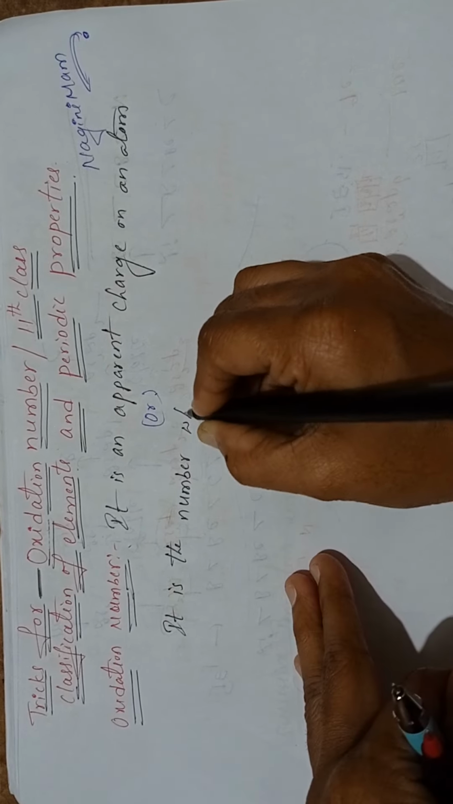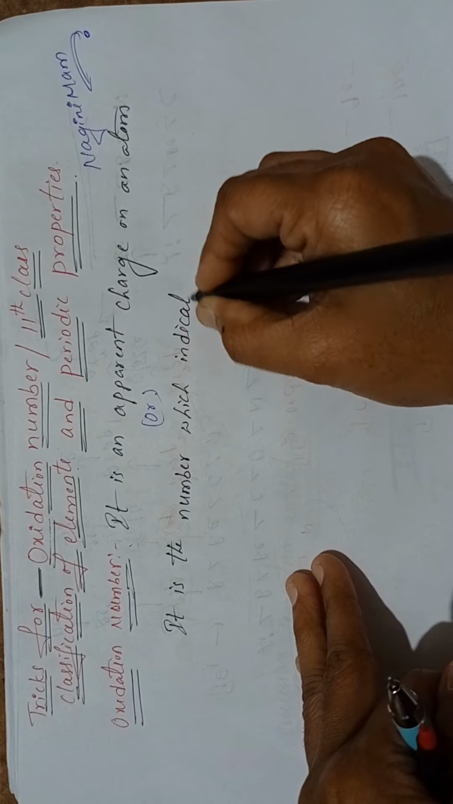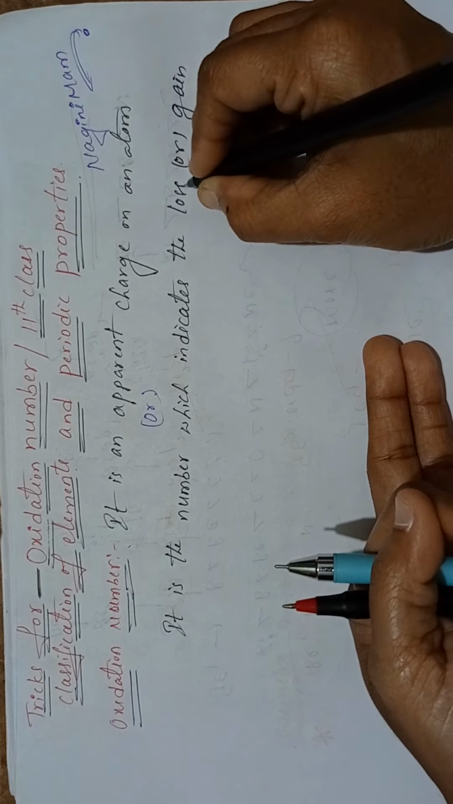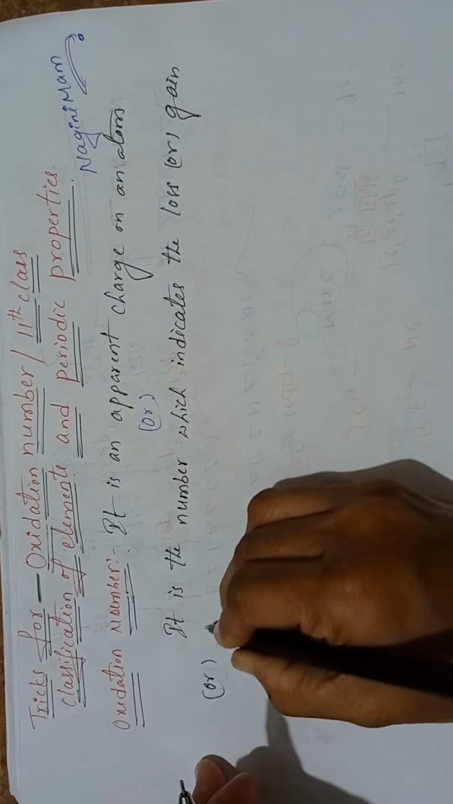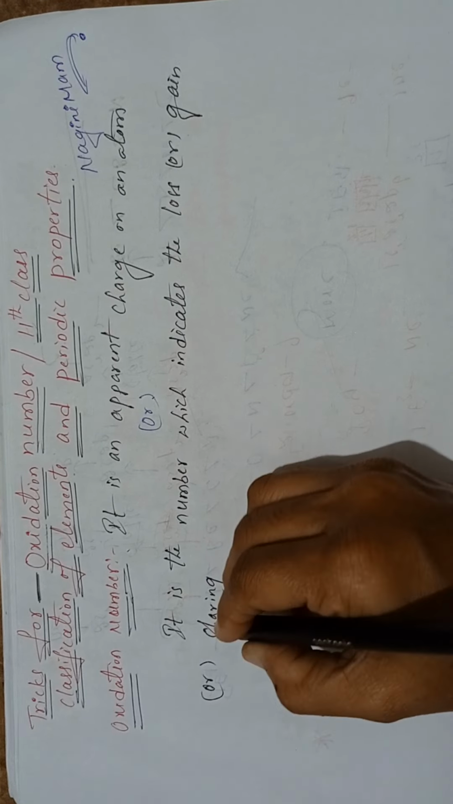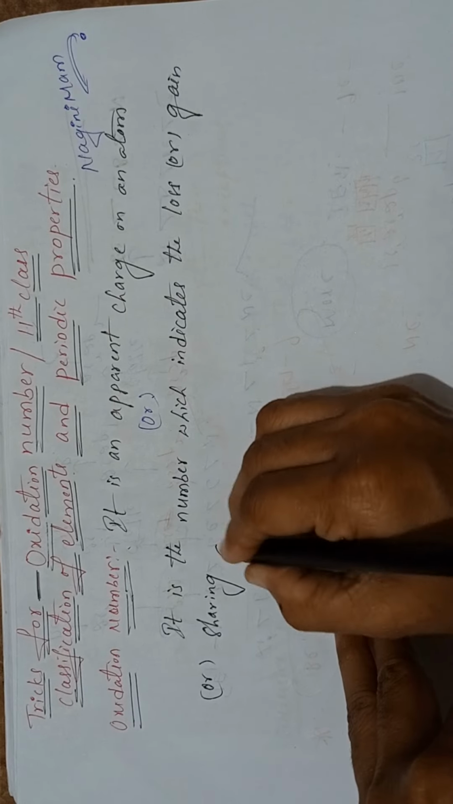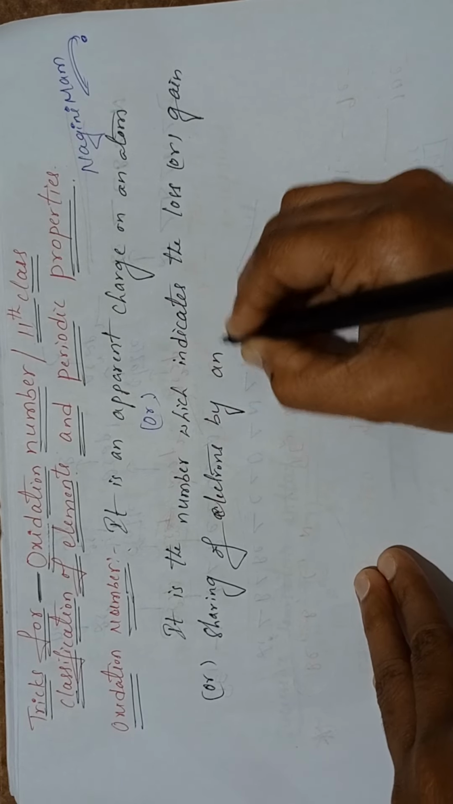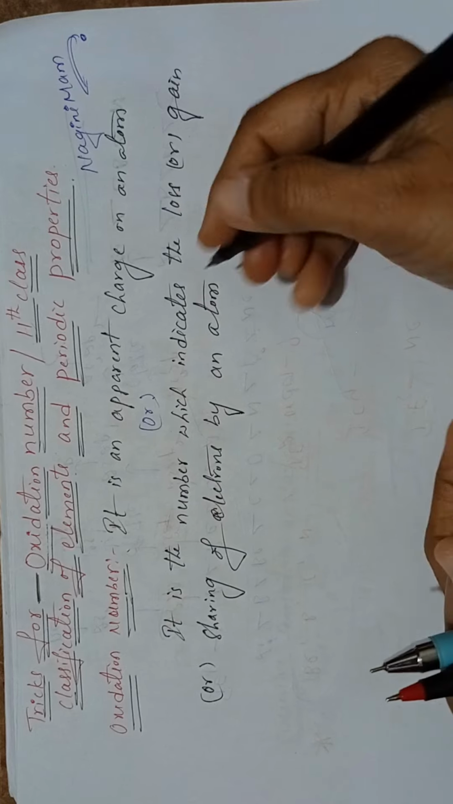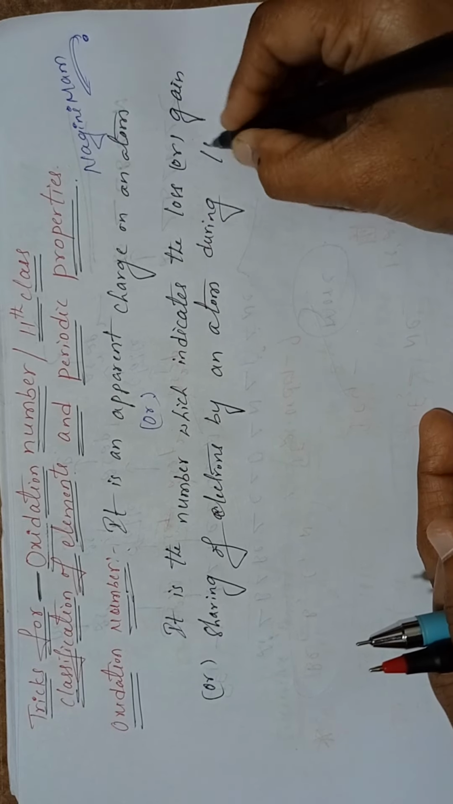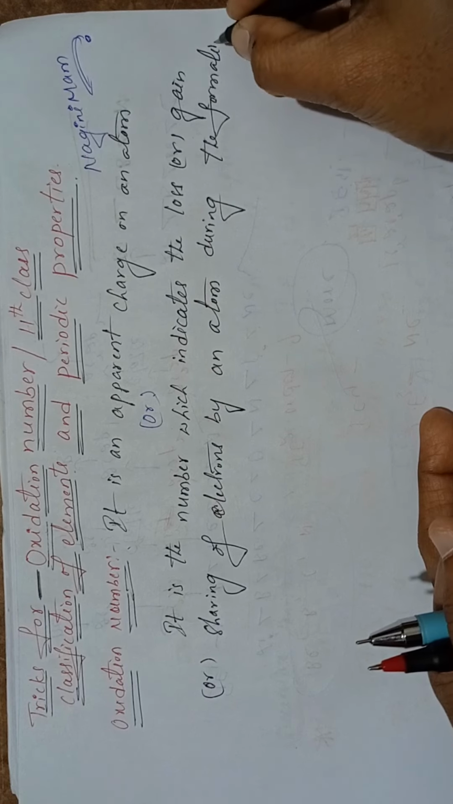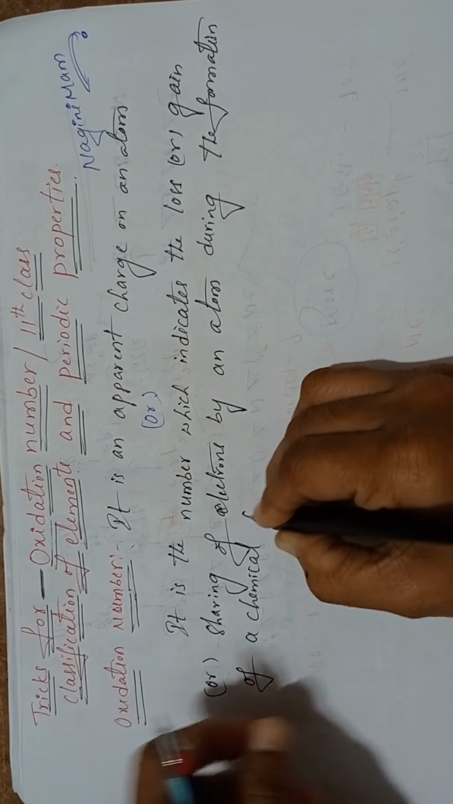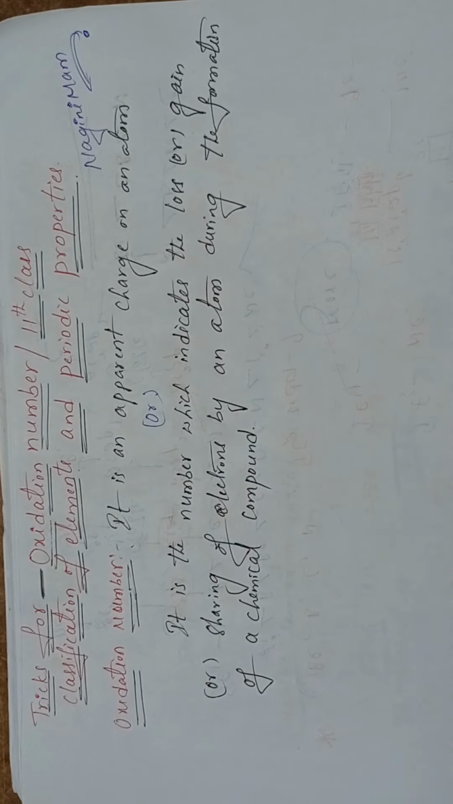It is the number which indicates the loss or gain or sharing of electrons by an atom during the formation of a chemical compound, students. Formation of a chemical compound. Okay, so this is the definition.